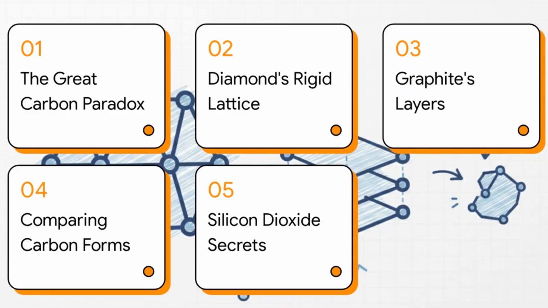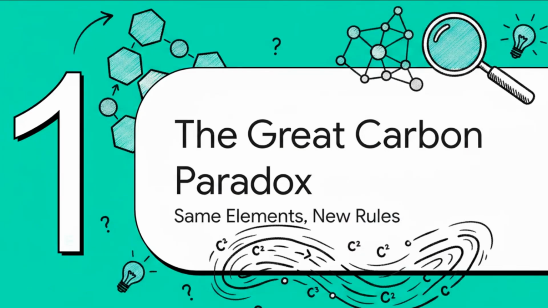To solve this mystery, here's our roadmap. 1. The Great Carbon Paradox. 2. Inside diamond's rigid lattice. 3. Graphite's slippery layers. 4. Comparing carbon's forms. And finally, 5. Silicon dioxide, sand's secret. Let's trace this journey from the invisible atomic level all the way up to the real world. Okay, let's dive into this.